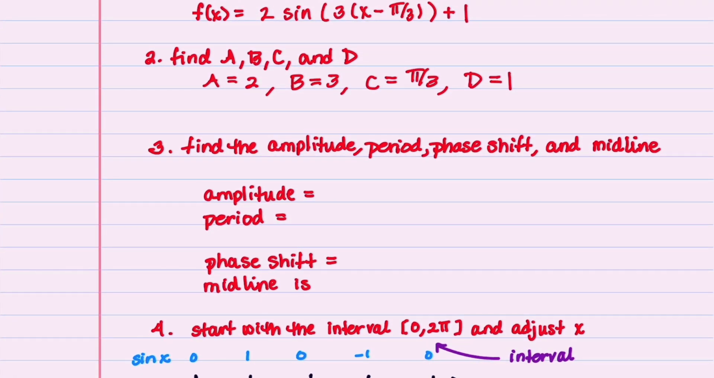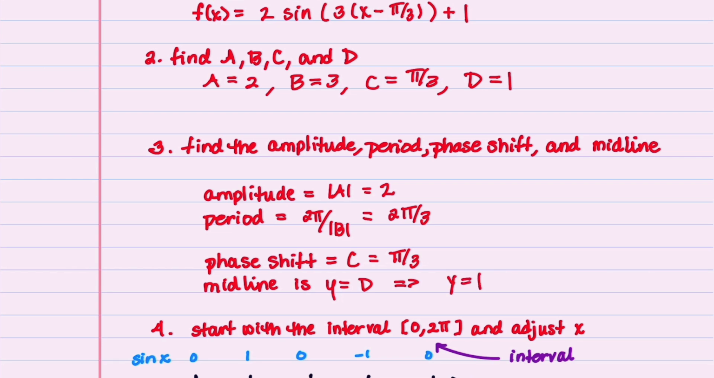For step 3, we're going to find the amplitude, period, phase shift, and midline. The amplitude is the absolute value of a, which is 2. The period is 2 pi divided by the absolute value of b. So this is 2 pi over 3. The phase shift is equal to c, which is pi over 3. And the midline is y is equal to d. So that gives us y is equal to 1. Let's go ahead and highlight these values.